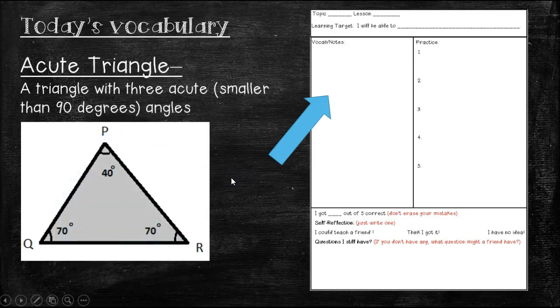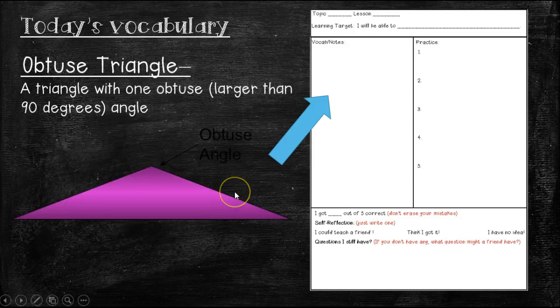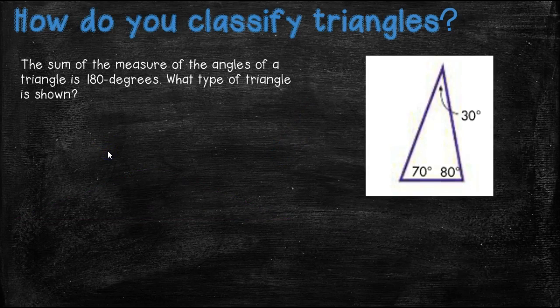An acute triangle is a triangle with three acute, or smaller than 90 degrees, angles. So here we have a 70-degree angle, a 70-degree angle, and a 40-degree angle. They are all less than 90 degrees, so we know that this is acute. Then there's an obtuse triangle. That is a triangle with one obtuse, which means larger than 90 degrees, angle. So here is your obtuse angle, so you know that that is an obtuse triangle.